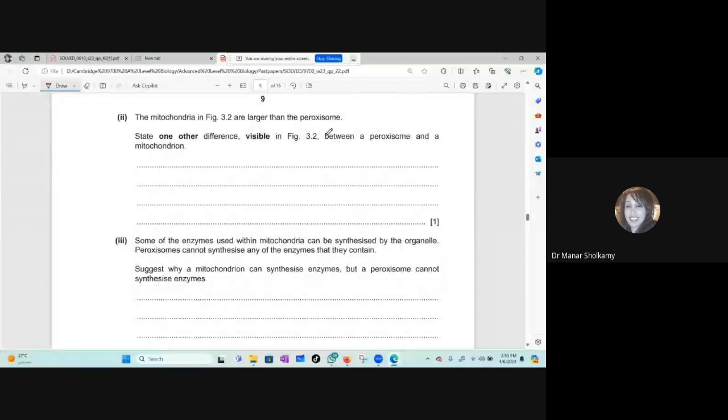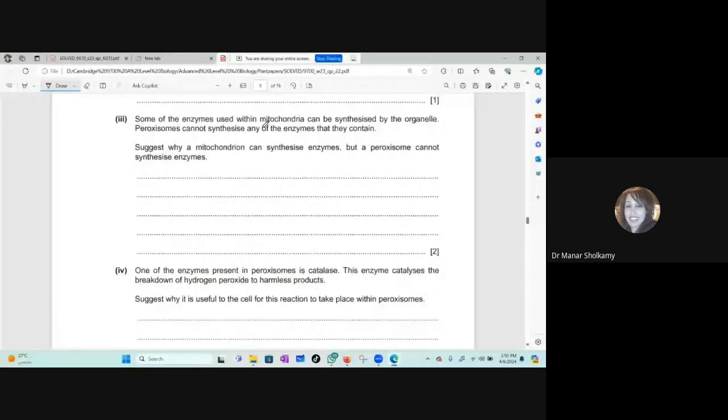Okay? Okay. So when you put the mitochondria, yes, they have crista. I will not argue here. And they also have a double membrane. Some of the enzymes used within mitochondria can be synthesized by the organelle. Peroxisomes cannot synthesize any of the enzymes that they contain. So just why a mitochondria can synthesize enzymes, but a peroxisome cannot synthesize enzymes.